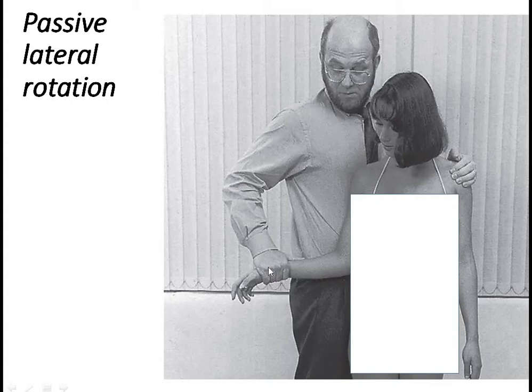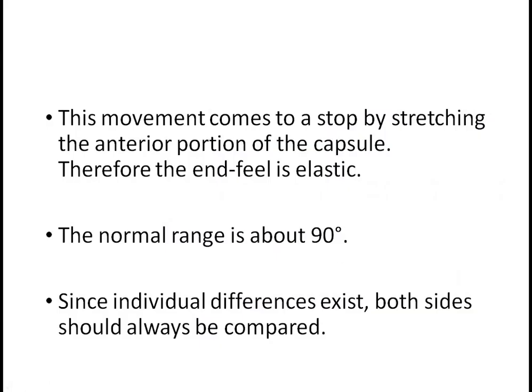One hand is just above the wrist and flexes the elbow at a right angle and then pulls the arm with gentle pressure into the external rotation. At the same time, against the abdomen, the examiner will avoid extension of the patient's elbow. Similarly, this movement comes to a stop by stretching the anterior portion of the capsule. Therefore, the end feel is elastic.